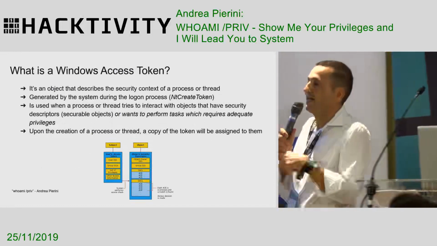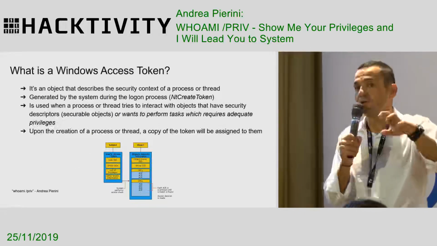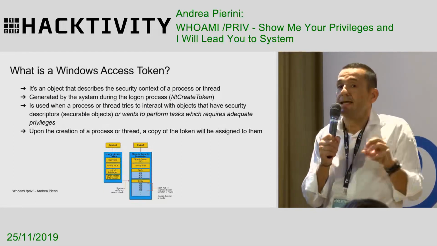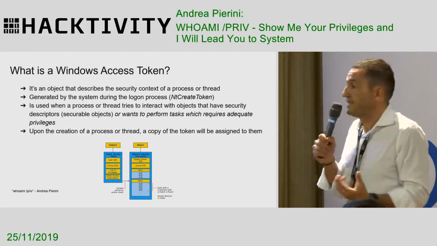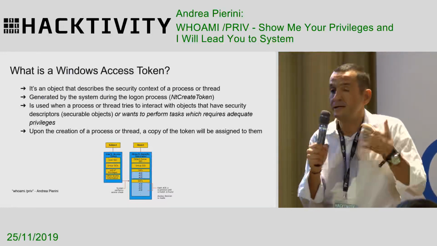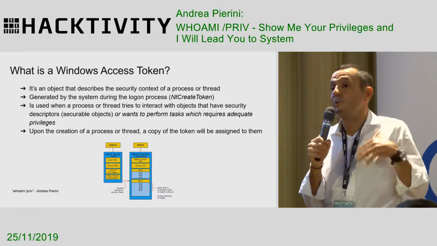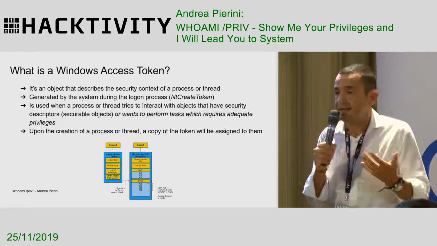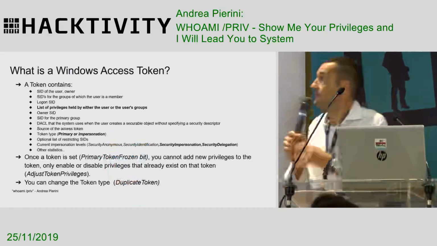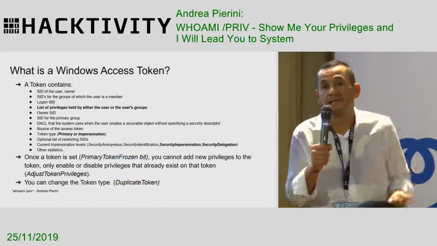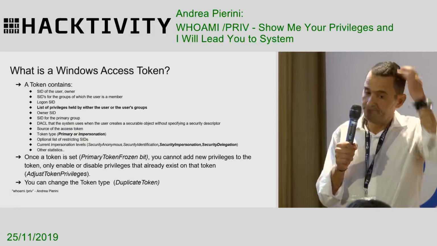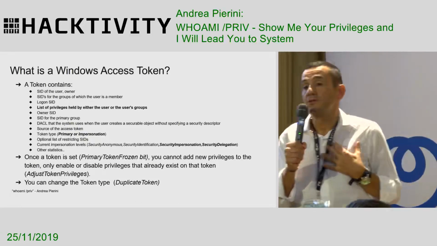Windows access tokens: why do I speak about Windows access tokens? Because privileges and tokens are closely linked. Privileges are assigned to the token when I log on to the system, because when I log on, a special token will be assigned to me, and each time I spawn a process or a thread, a copy of this token will be made. What does this token contain? A lot of information. Group memberships, and so on. Interestingly, the token includes the list of privileges which are granted to me.